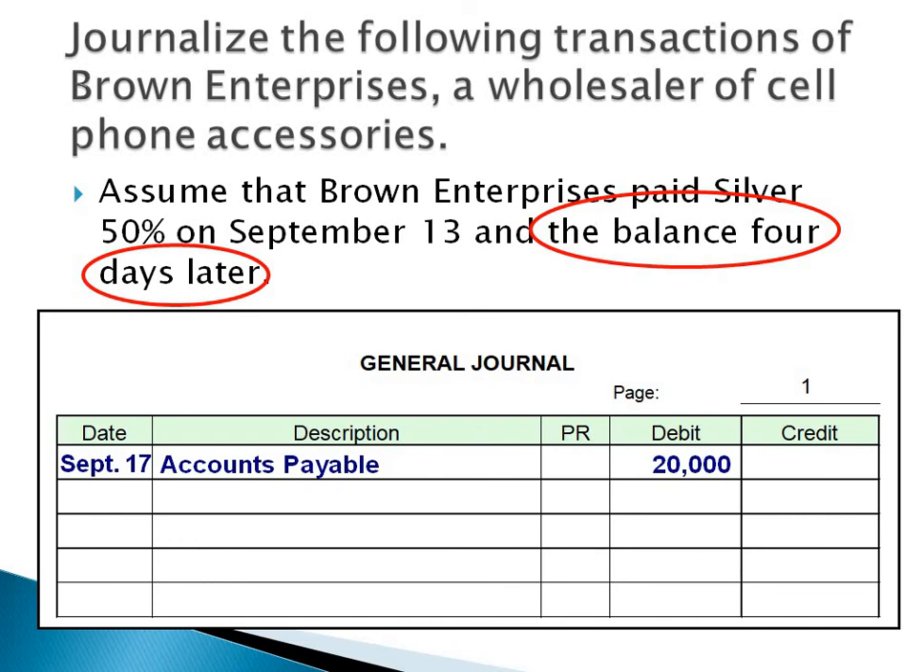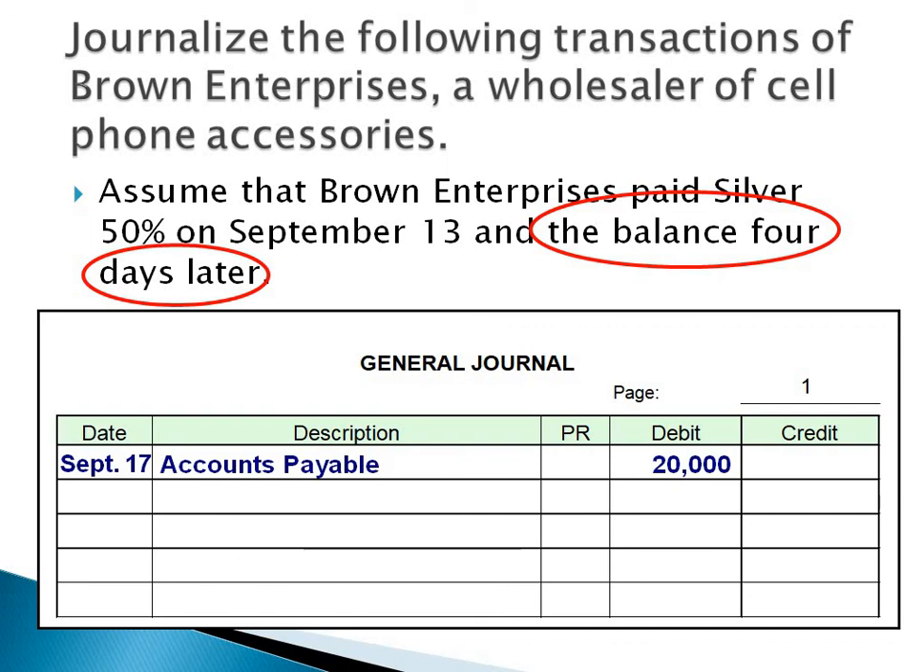Now, must we record a purchase discount for Brown? Remember, on this date, September 17, the entity already completed the payment of its accounts payable to Silver. So is Brown entitled now to a discount upon payment of the balance on September 17? September 7, the date of purchase, up to September 17, the date of full payment. How many days? 10 days. Within or beyond the discount period? Within the discount period. Therefore, we must record a purchase discount in the books of the buyer, Brown Enterprises.